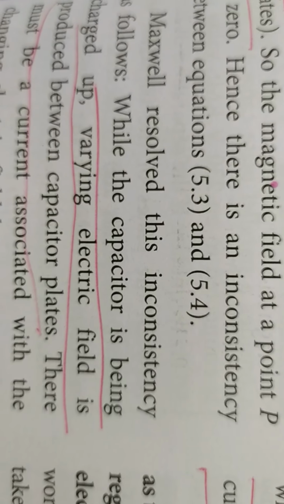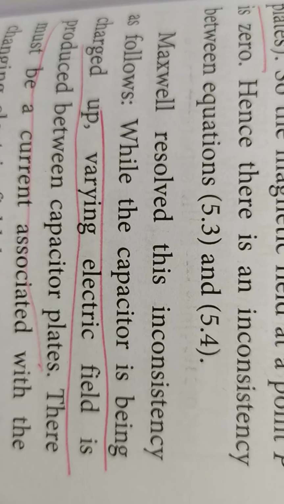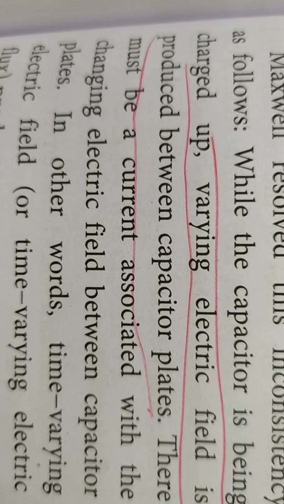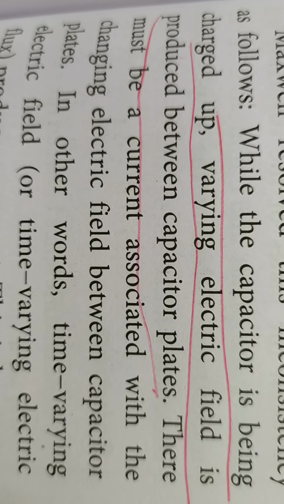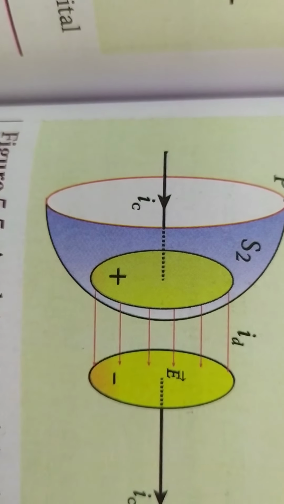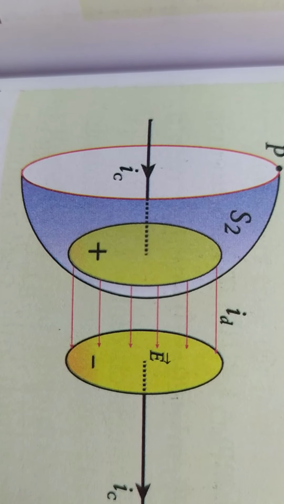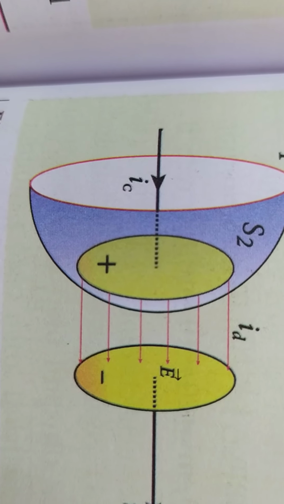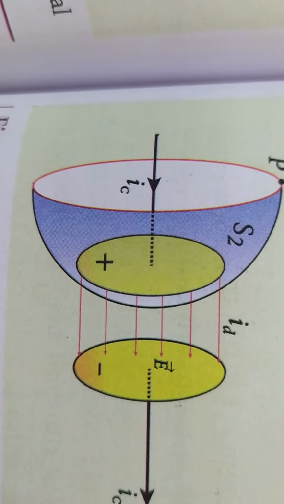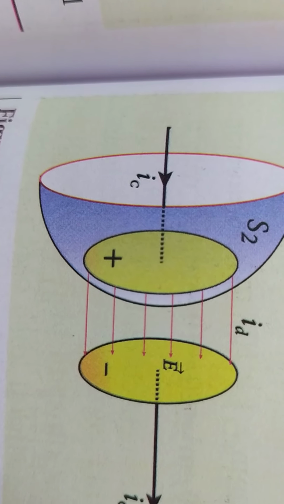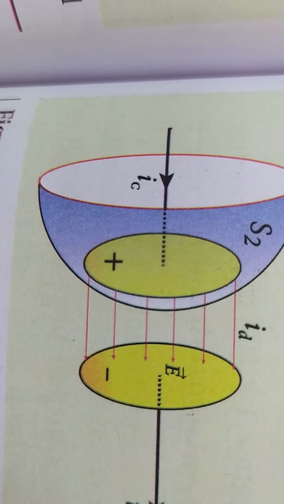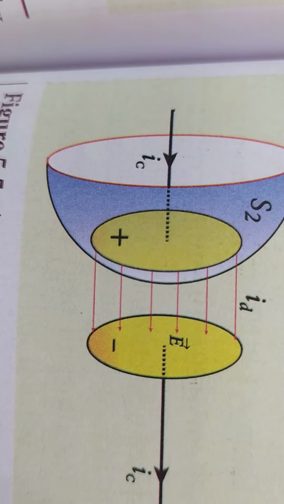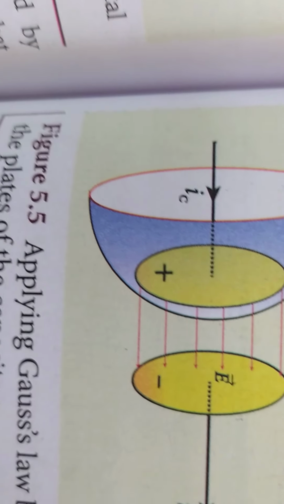When you compare the two equations 5.3 and 5.4, there is some inconsistency, and so it is assumed that while the capacitor is being charged up, a varying electric field is produced between the capacitor plates. So when the capacitor is charged, there will be a varying electric field. Definitely that will produce a current called displacement current. So this is the displacement current found by Maxwell. And so apart from conduction current, you also have another current known as displacement current. And so he introduced some change in Ampere circuital law.